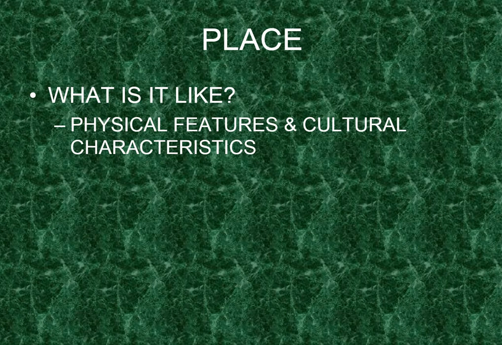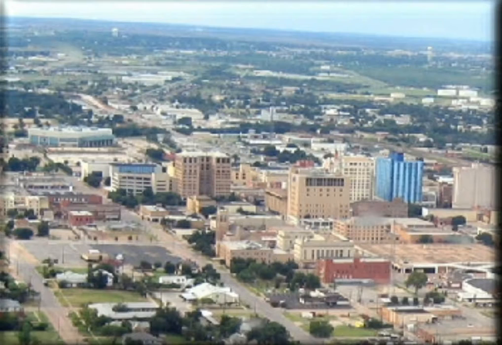The second theme of geography is place. What is it like? Okay, what physical features are there? Cultural characteristics. What is this place like? This picture here, it should look familiar to you. This is Wichita Falls. There's the big blue building. There's the Kay Bee Coliseum. This is a place. What's it like?